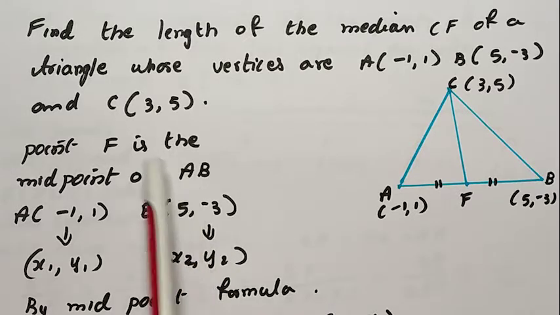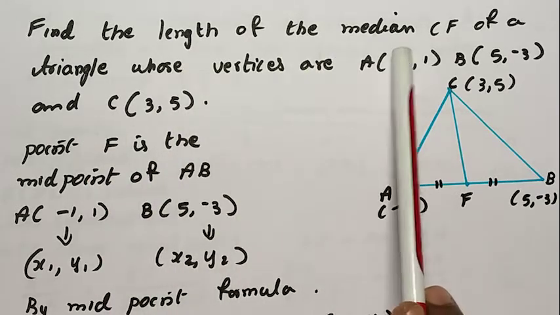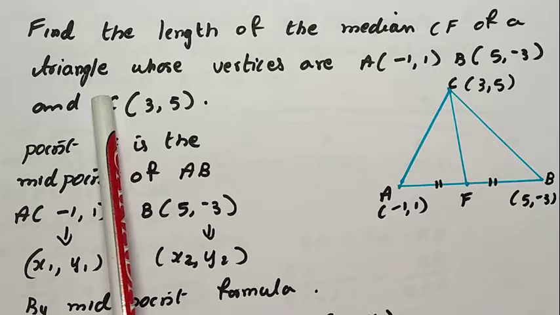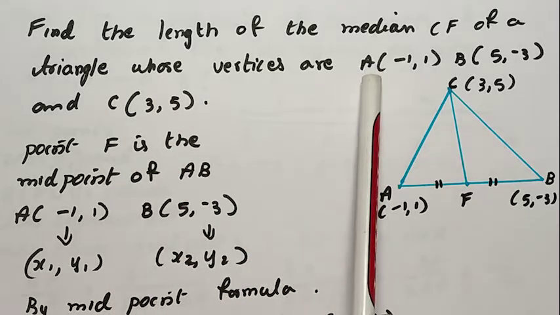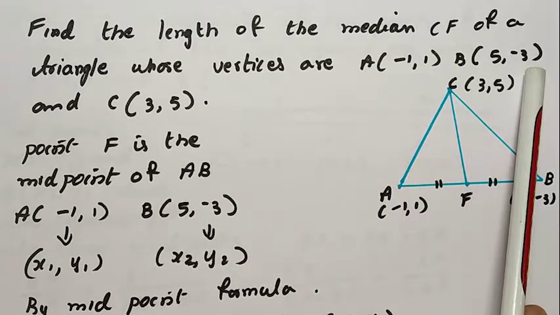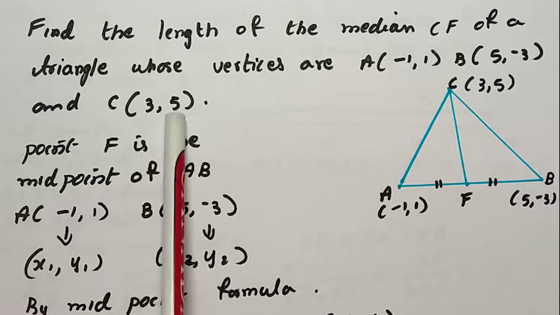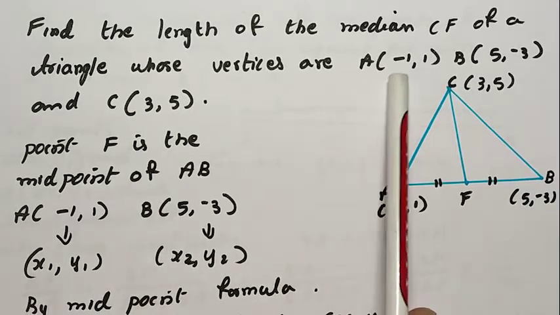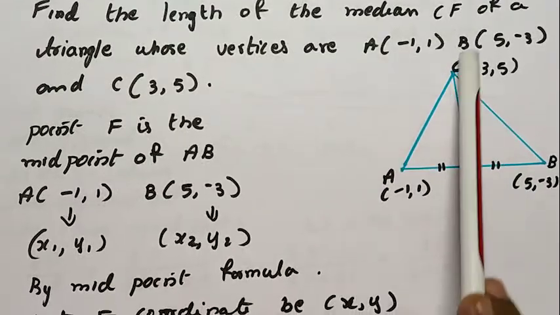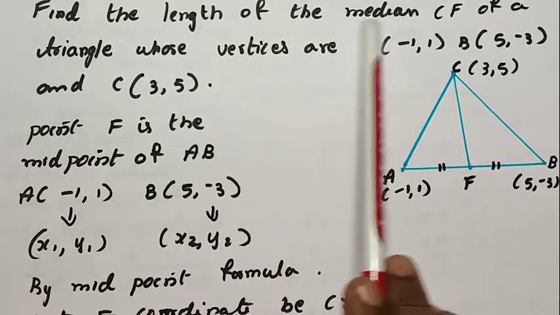Another important question. Find the length of the median CF of a triangle whose vertices are A (-1, 1), B (5, -3), and C (3, 5). So, how do we find the length of the median?